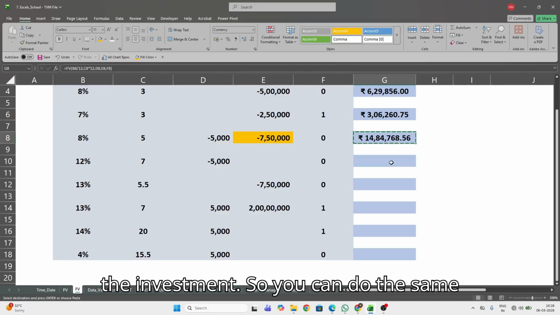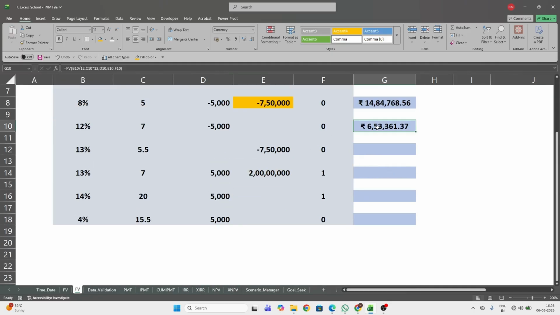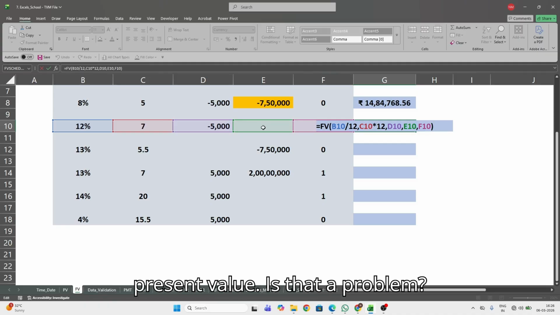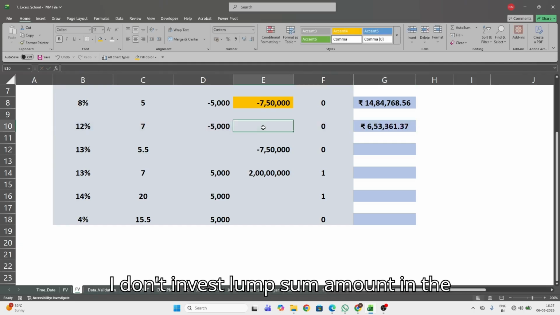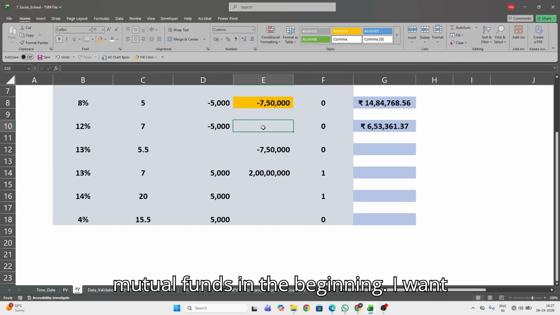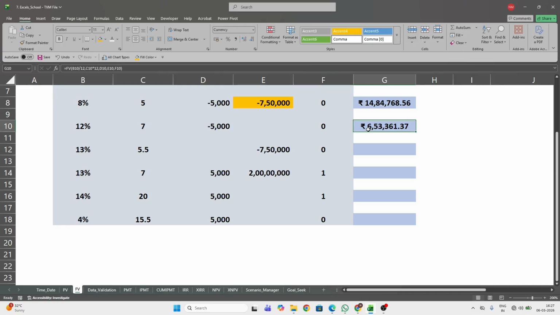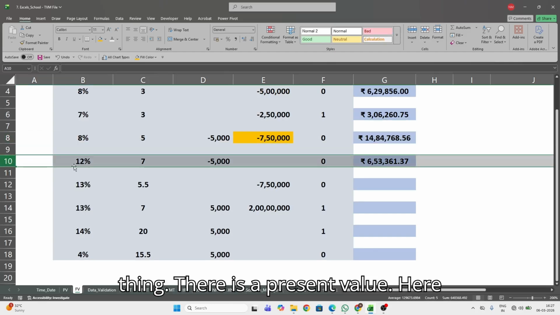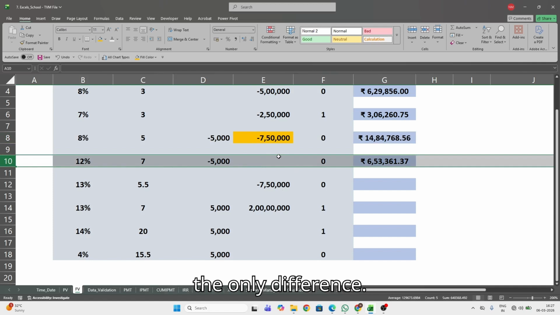So you can do the same thing here, copy this and paste it here, but this is 5,000 monthly and we don't have a present value. Is that a problem? No, it's not a problem, because sometimes I don't invest a lump sum amount in the mutual funds in the beginning. I want just a 5,000 per month investment, and it is possible, right? So basically these two things are similar, except one thing: there is a present value here, there is no present value there. That's the only difference.